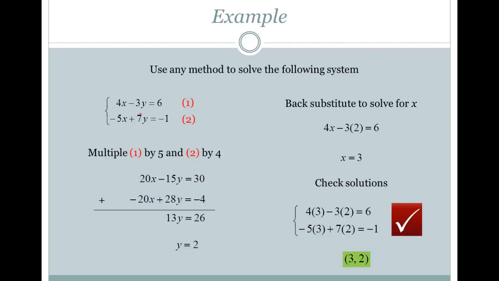I would say that this system is consistent based upon what we talked about earlier, and independent. Remember, consistent solution means that I have at least one solution. A system is consistent if it has at least one solution. If it has exactly one solution, we say it's independent. So this would be an independent, consistent system of equations. All right.